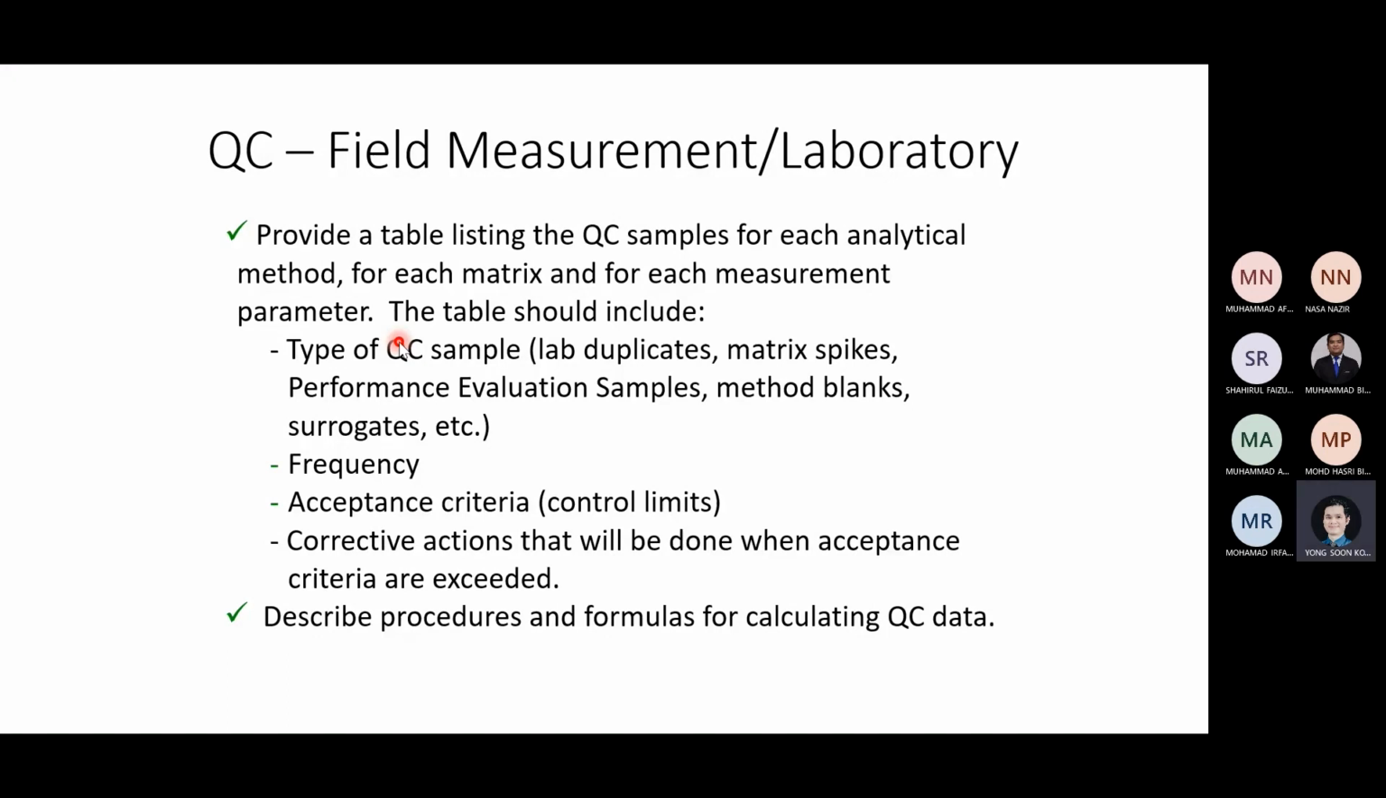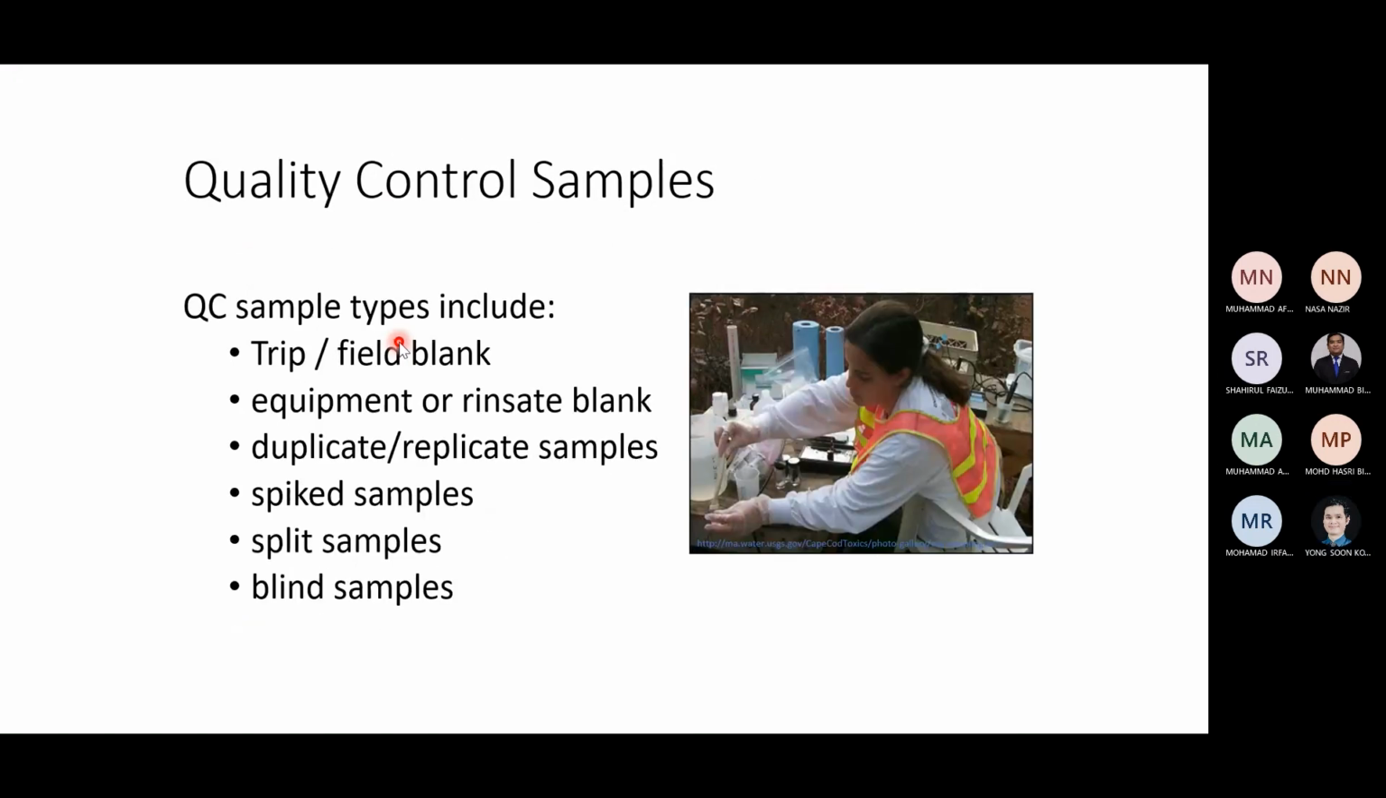So human error is a big error also in our sampling. These are the examples that you need to take note and make sure that you know. These are the QC samples that I will explain bit by bit: trip blank, field blank, equipment or rinse blank, duplicate, replicate samples, spike samples, split samples, and blind samples. They sound very complicated, but they are very important.